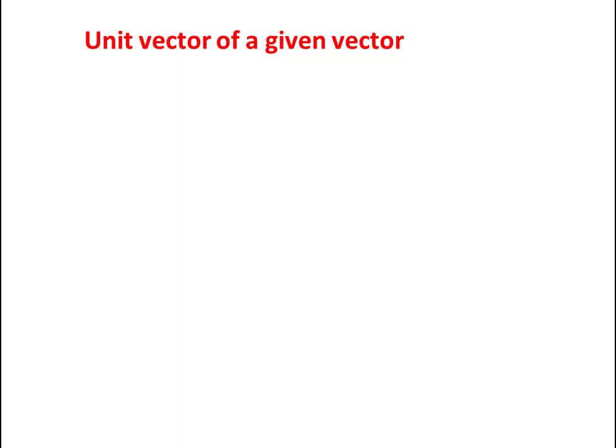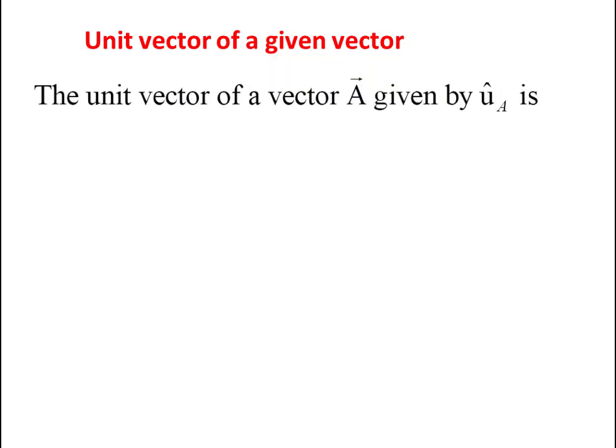The standard unit vectors have a magnitude of 1, and they are always in the directions of x, y, z respectively, the i, j, k's. But what if we are given a certain arbitrary vector, vector A, and we are asked to find the unit vector associated with it? The unit vector of any given A is symbolized by u subscript A with a hat over it. That is the unit vector of the given vector A.